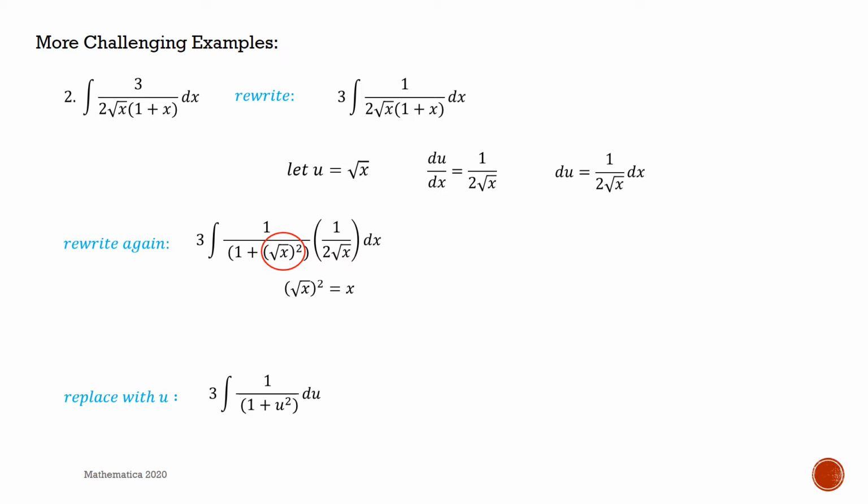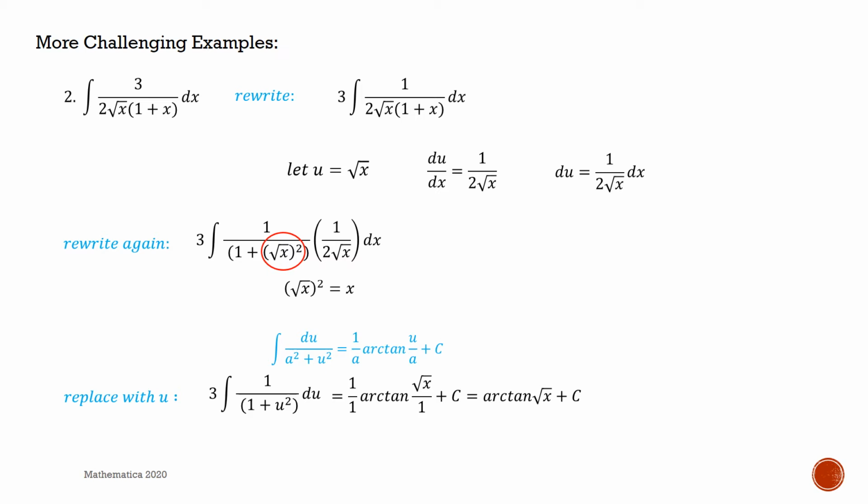Fantastic. Does it fit one of the patterns? And yes, it does. It fits the arctan pattern. So it's du over a squared plus u squared. a is 1. u is the square root of x. So therefore, I simply write down my information, and there's my antiderivative.